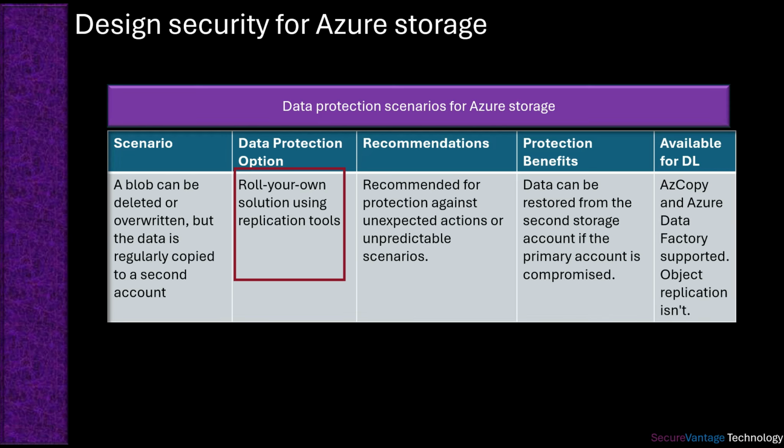Next data protection scenario for Azure Storage is a blob can be deleted or overwritten, but the data is regularly copied to a second account. Sometimes you might want an extra layer of protection by copying your data to a completely different storage account. This is like having a backup drive in a separate place. So even if something goes wrong with the primary one, your data is still safe somewhere else. You can use tools like Azure Storage Object Replication or AzCopy to regularly copy your files to a second storage account, which ensures that even the most unexpected events won't cause you to lose your data.